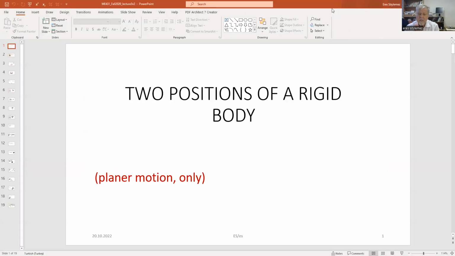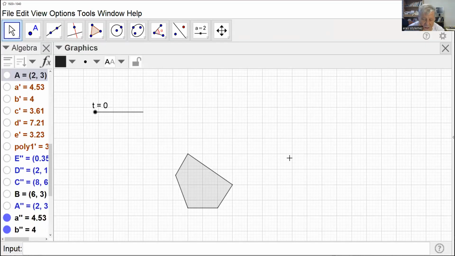Today I will be discussing two positions of a rigid body. What I mean by that is, I think you can see the screen, Google GeoGebra screen. I have a rigid body. This rigid body can be of any shape. Hocam, we see the PowerPoint slides. Not GeoGebra. Okay. In that case, what I will do is this. I have to do it like that. Here is a rigid body.